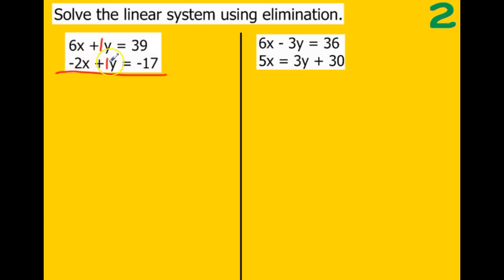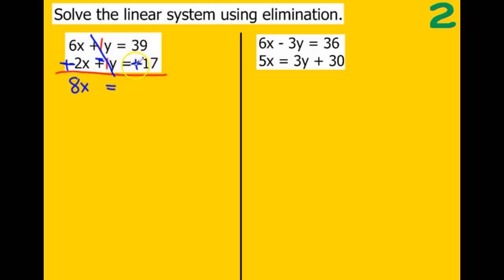So if I'm going to subtract this, I need to subtract the whole equation. So subtracting here, these two negatives become a positive. This becomes a negative 1y, and these two negatives also become a positive. So now we're going to combine these two together. 6 plus 2 is 8x. 1 minus 1 is gone.